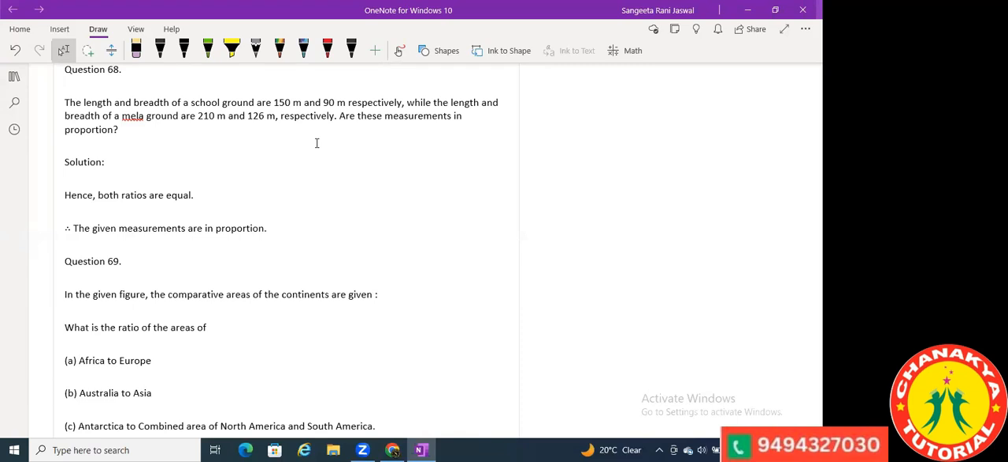Okay. So one side, what is given, the ratio of length and breadth, that is 150 to 90. And on the other side, the ratio of Mela dimensions are given, length of Mela ground and breadth of Mela ground, that is 210 to 126. Please find out the ratio, reduce it to lower form and check whether they are equal. Please check, are they equal?